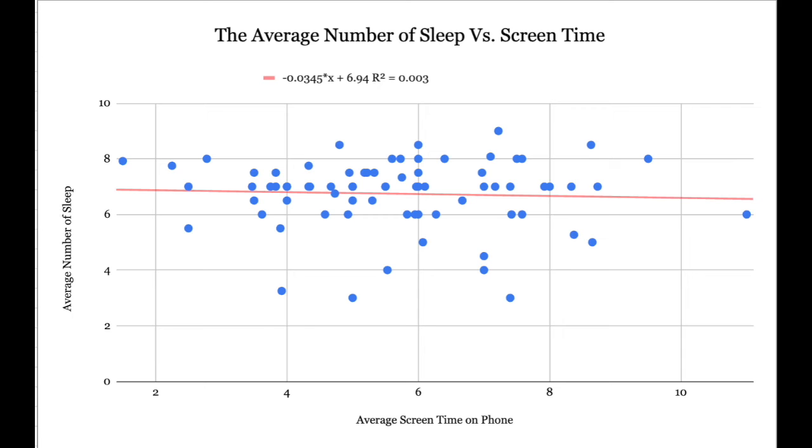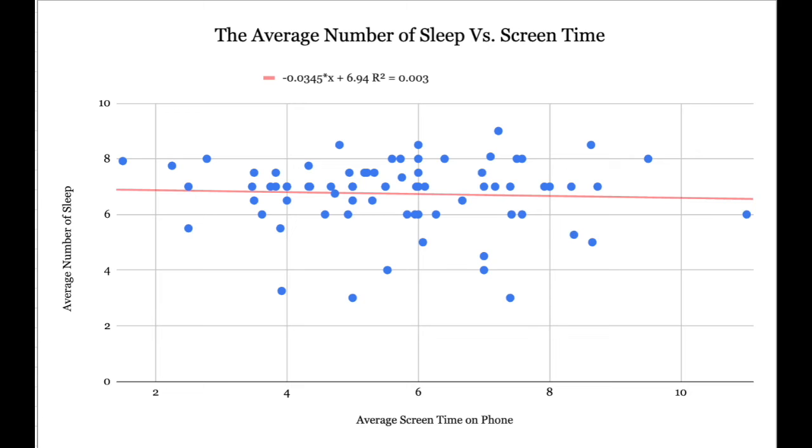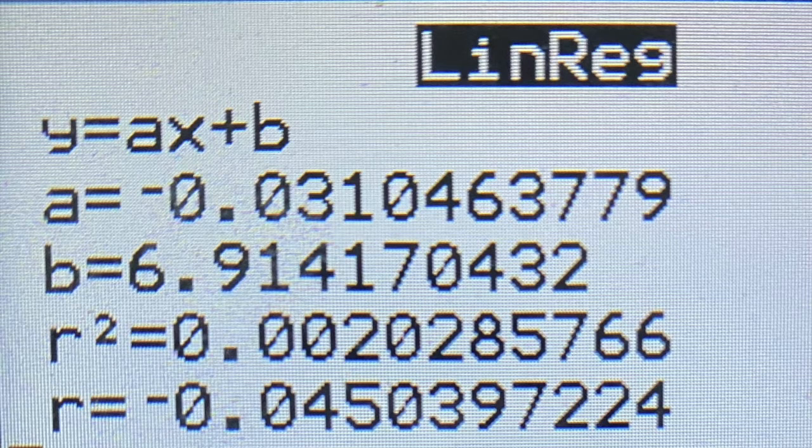Then I gathered my data on a Google Sheet and made a scatter plot on Google Sheets and on my TI-84 calculator. The explanatory variable is screen time and the response variable is the hours of sleep. My results are as shown. My regression line is y equals negative 0.031x plus 6.914.